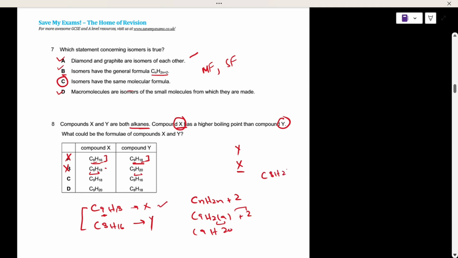So you've got C8, H(2×8+2). This is 2 times 8, 16, plus 2 is 18. See, by formula there should have been 18 hydrogens. How many are there? There are 16. So this is also wrong. So by default, this is the correct answer. Okay. All right.